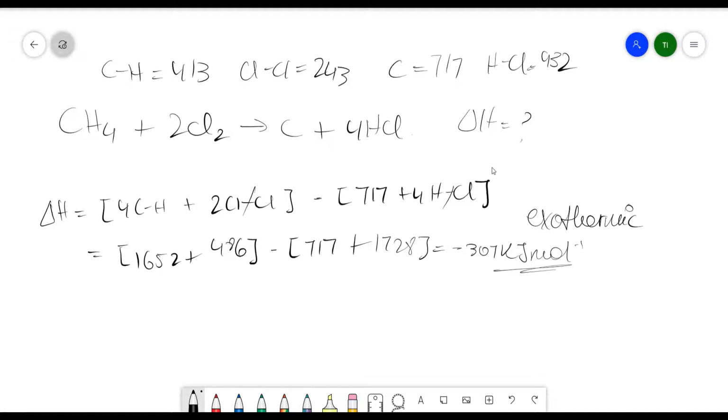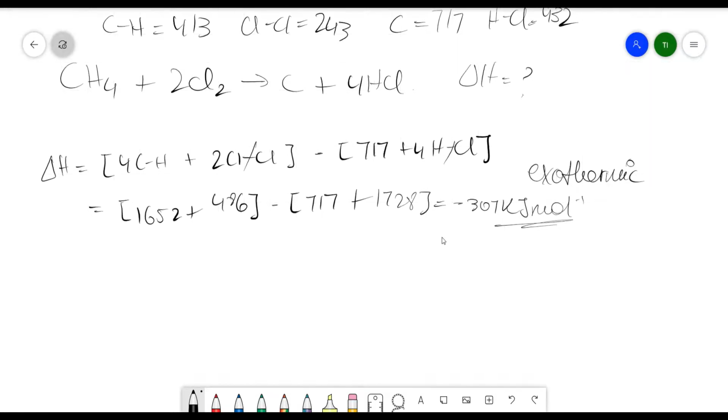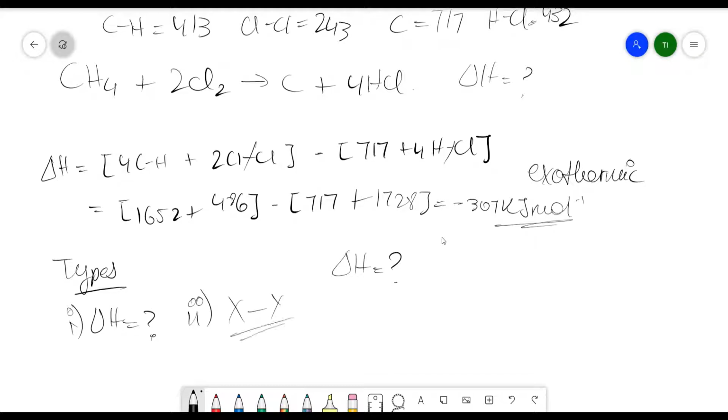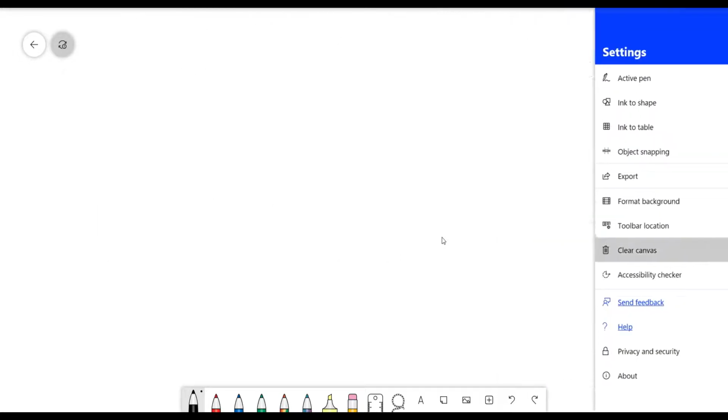Now the types of questions that you can expect from bond energies is either calculating the enthalpy change of a reaction or calculating the bond energy. So let's say they'll give you the enthalpy change, and they'll ask you to find the bond energy between two atoms that's not given in your data booklet. So these are the types of questions that you can expect in your past papers. So let's move on to a few past paper examples as well.